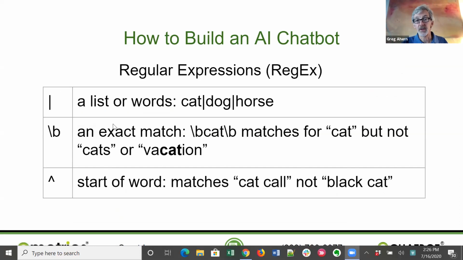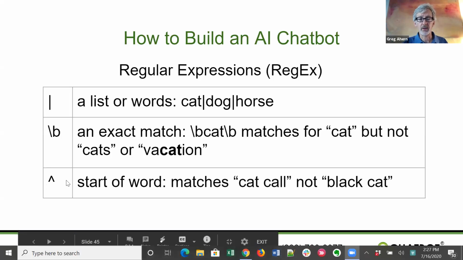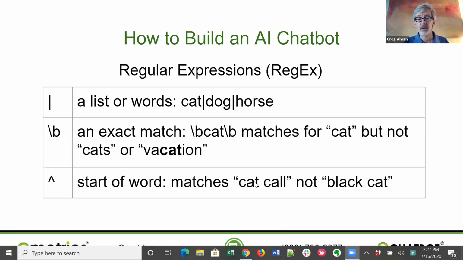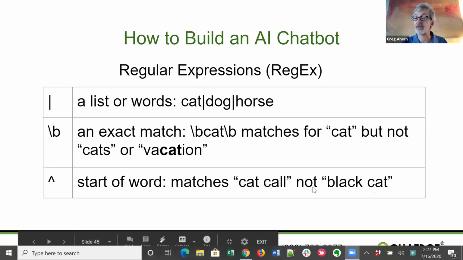It's very simple. If I wanted to list a cat, a dog, and a horse, so that this intent is listening for a cat, dog, or horse, you just put a pipe. If I wanted to only listen for the word cat, then you do an exact match. You put your \b and your \b there, and now it's only going to search for the word cat and not vacation, which has cat inside it. And if you want to match something that starts with a word, you'd put this caret here. So cat call for cat would work, but not black cat because it didn't start with cat.